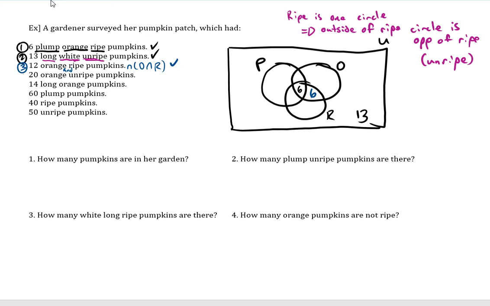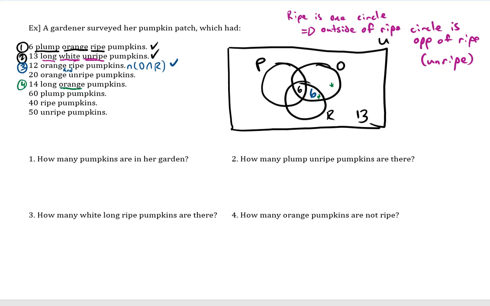For our next one, we have 14 long orange pumpkins. I'm going to stick to green because I haven't used it yet. I'm going to underline this orange part first because that circle is right here. Long, remember, is the opposite of plump, so long is outside of the plump circle. So inside of orange, but outside of plump would be these two regions that I starred. Just those two.